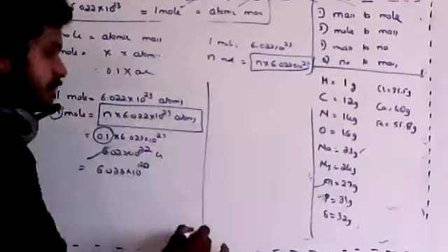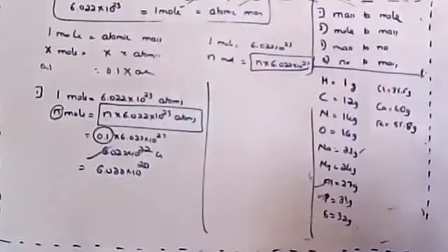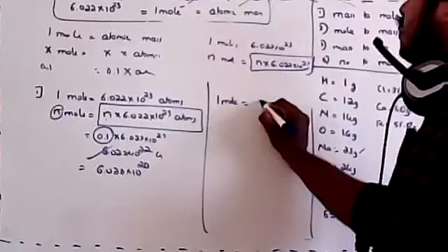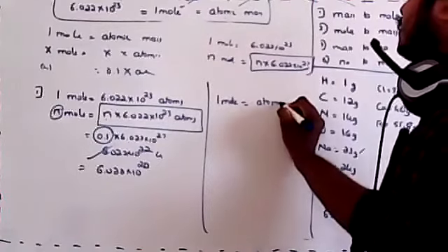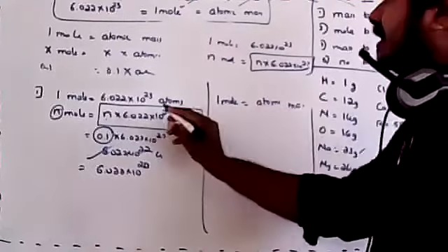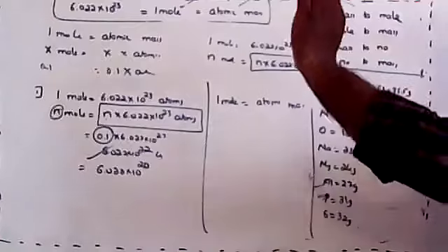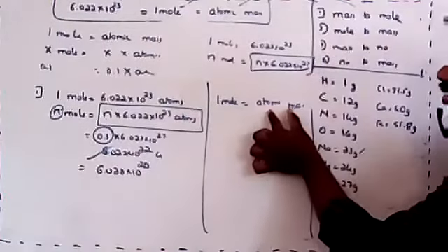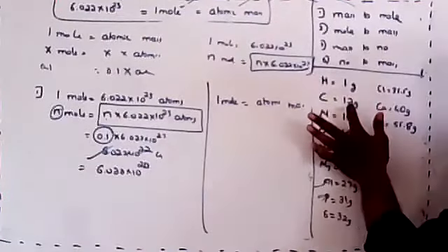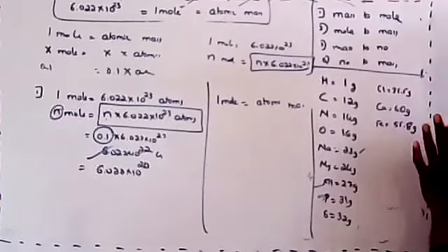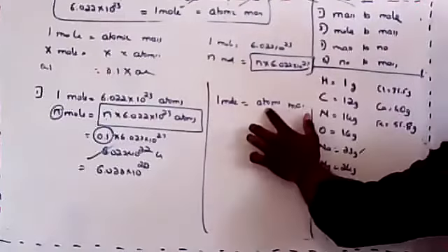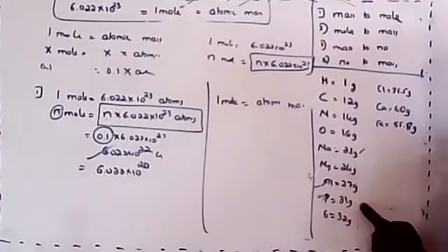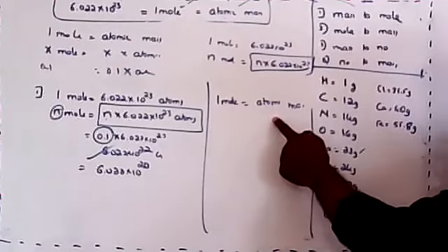So the same thing will apply for the mass also. How? 1 mole will be equal to the atomic mass. Here it is a constant number, because 1 mole always contains this many atoms. Then why am I not writing a constant mass? Because the atomic mass of different elements is different. For a given atom, it will be constant. If I talk about sodium, I can write 1 mole equal to 23 gram. If I talk about phosphorus, I can write 1 mole equal to 31 gram.